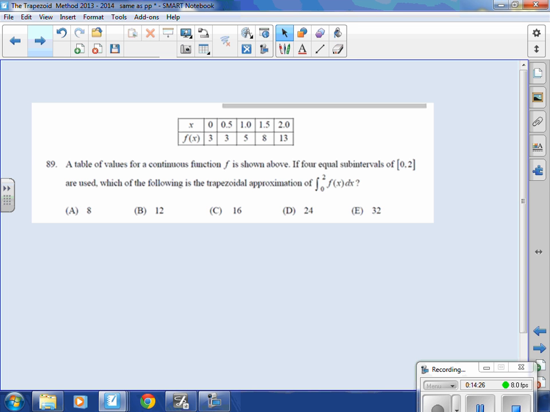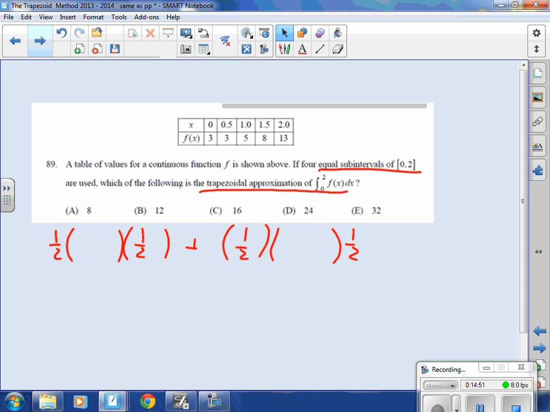Table of values, continuous function. I want equal subintervals from 0 to 2. And we're going to do a trapezoidal approximation from 0 to 2. So how wide is each of my 4 trapezoids going to be? 1/2 plus 1/2. Oh, I'm writing way too big.